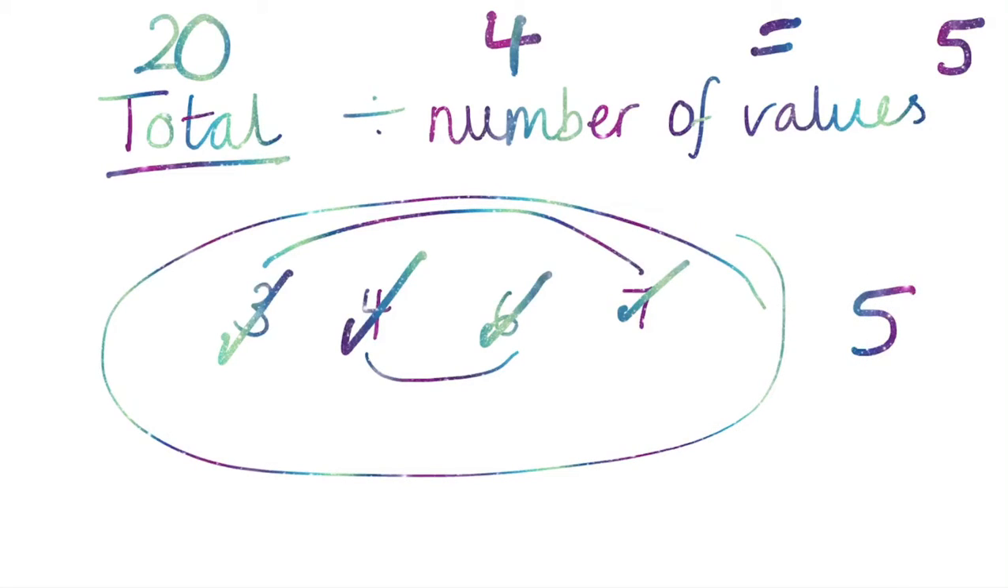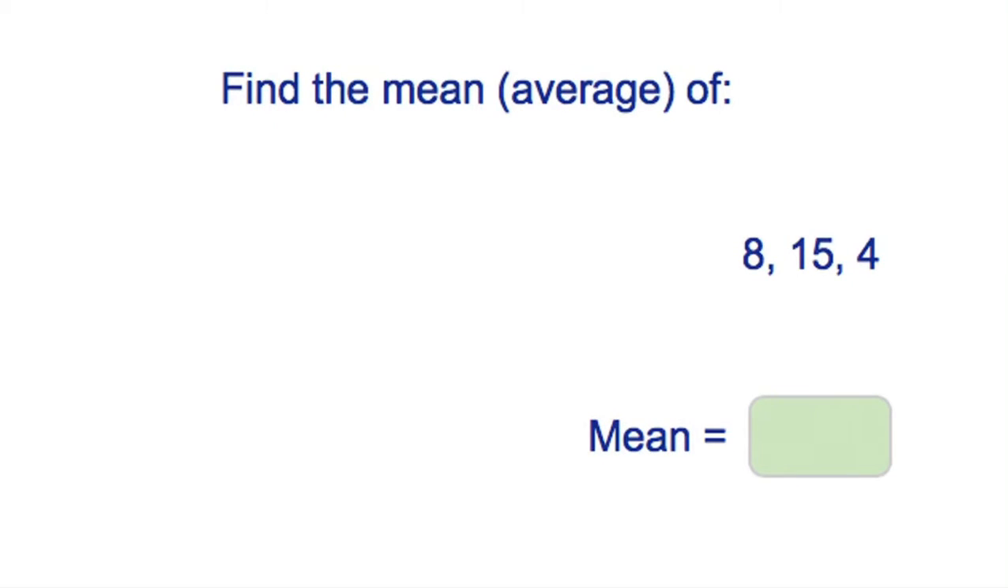Let's go through some of the examples and some of the types of questions you're going to see in your Mathletics task today. So, find the mean, and then you'll notice they've put in brackets average of 8, 15 and 4. So like I said, first we find the total, then we divide by the number of values. So the total of these numbers here, let's do 15 plus 8 is 23, plus 4 is 27, that's the total.